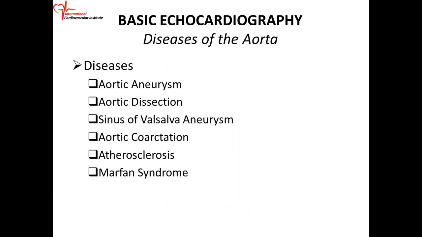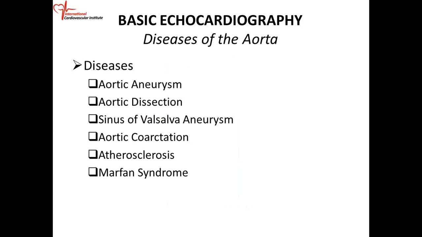Sinus of Valsalva aneurysm. So right where you have the sinuses, it's abnormally enlarged. Okay. Aortic coarctation. Coarctation is a narrowing, and you usually have this narrowing in the vicinity of the left subclavian artery. So I just showed you where the left subclavian artery is. When you have coarctation, that's the area where you normally have your coarctation.